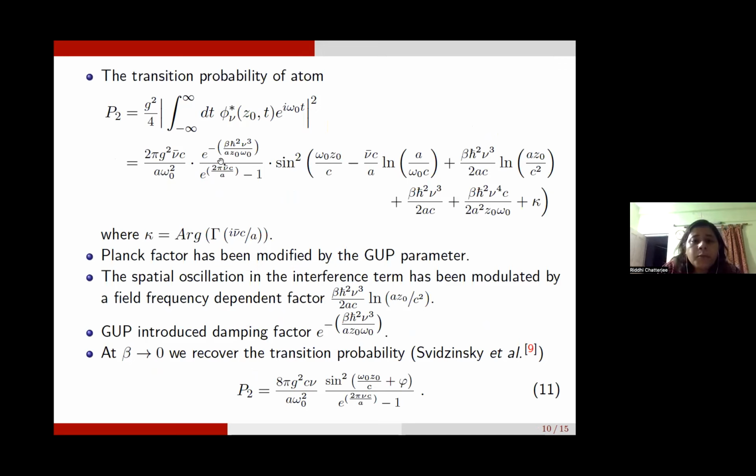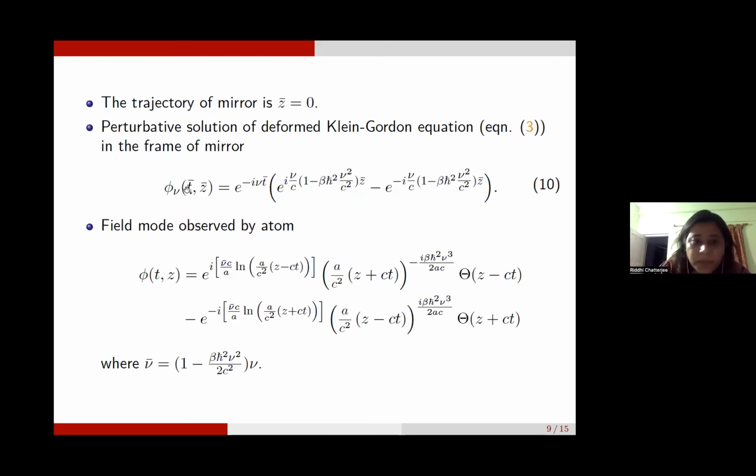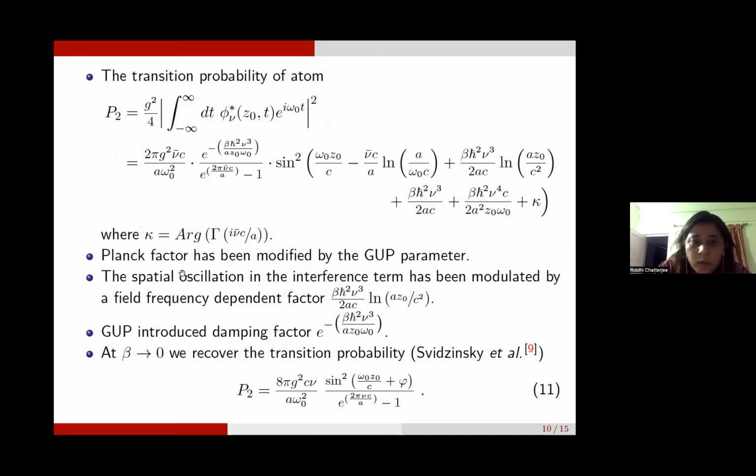And again, if you put beta equals to zero, you recover the result calculated by Zwiedzinski and his collaborators. So here also you can see that GUP has introduced a damping factor that is different from the previous case. And here the distribution has changed, and the frequency here has been modified by GUP. This is the formula of mu bar. So here it is the normal field frequency, and here it has been modified by GUP.